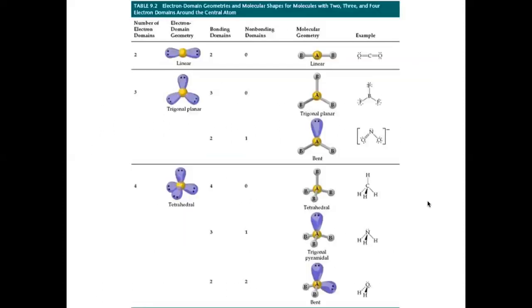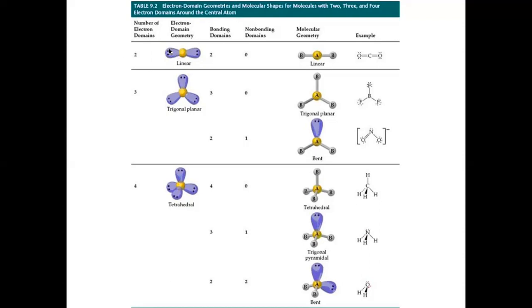For the purpose of this class, these are some common molecular geometries that you will see. We're going to look at the number of electron domains, the number of bonding electrons and non-bonding electrons, and that's going to help us understand what molecular geometry we have. So for a linear molecular geometry, we have two electron domains here.